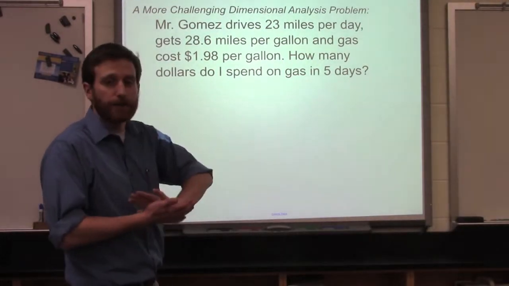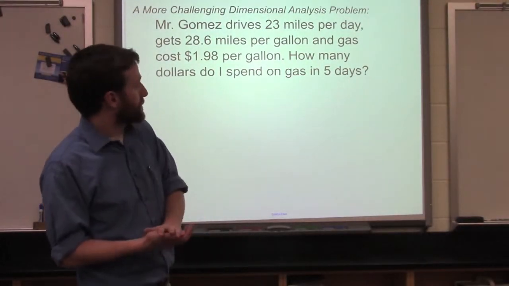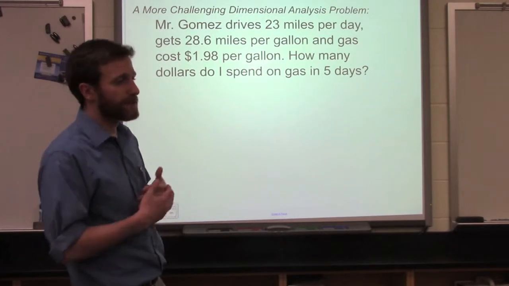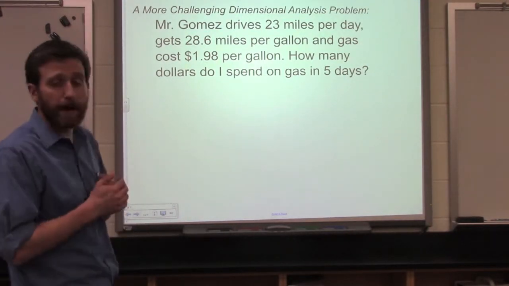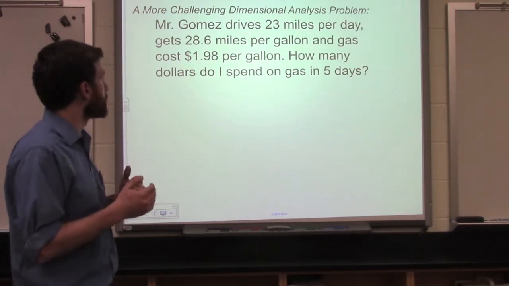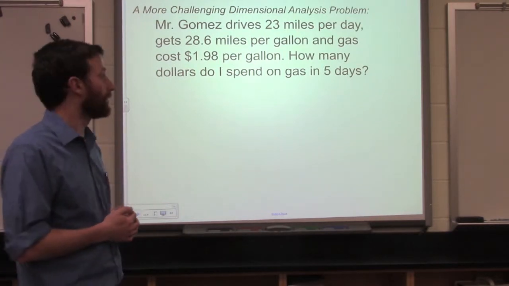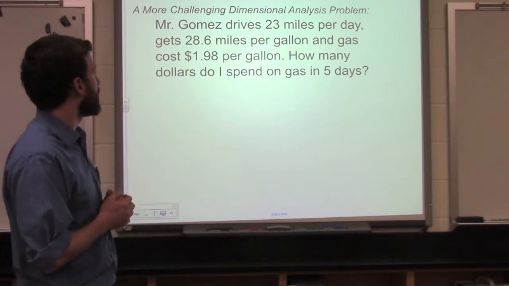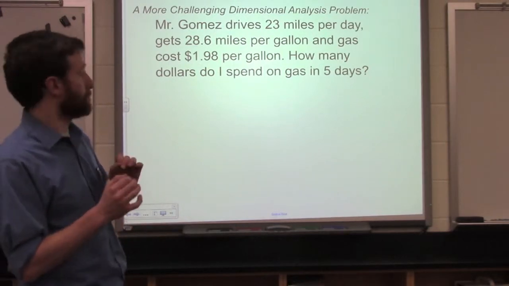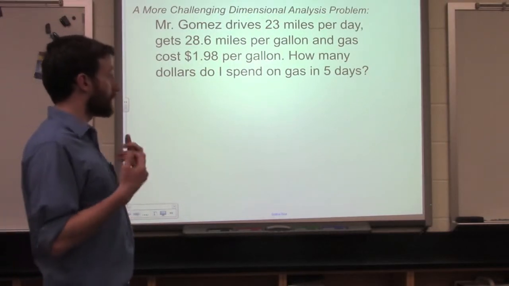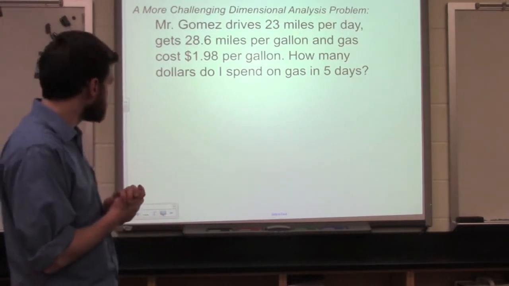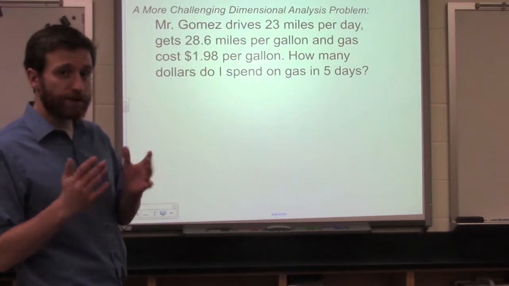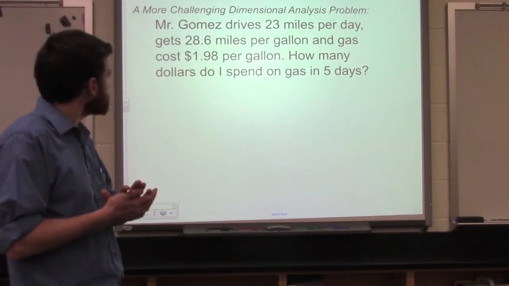So you might have found that last dimensional analysis problem to be a little trivial. So I'll show you a more complicated dimensional analysis problem that solves a real-life example. Mr. Gomez drives 23 miles per day, gets 28.6 miles per gallon, and gas costs $1.98 per gallon. How many dollars do I spend on gas in 5 days? You might want to know this. So I've got to run through the procedural steps again.